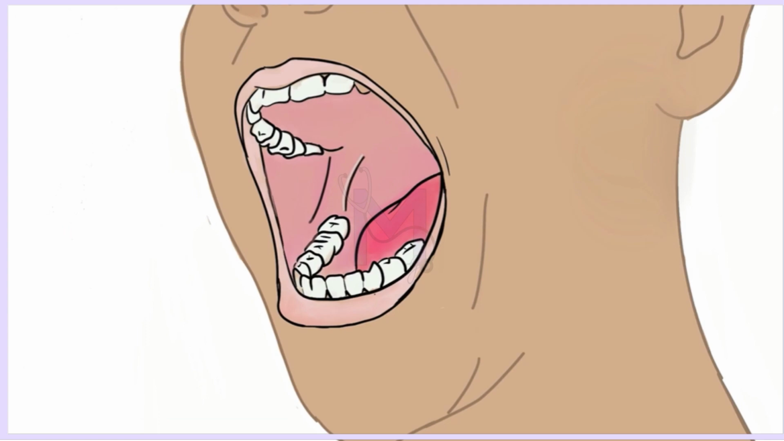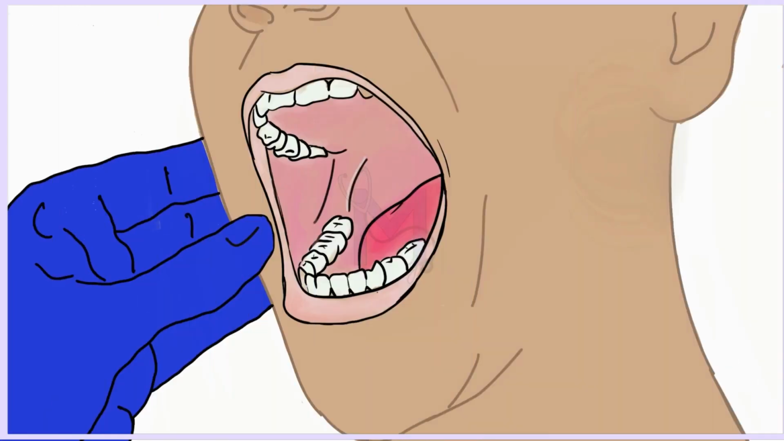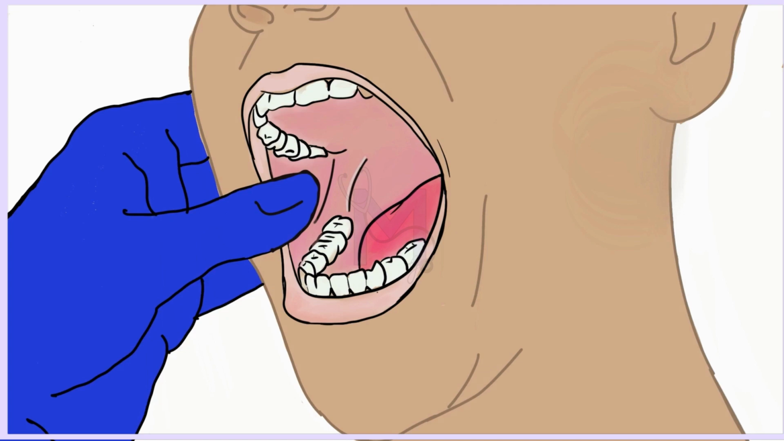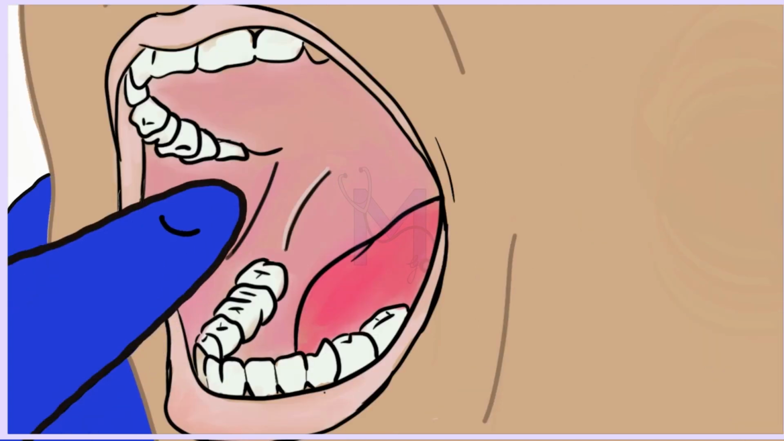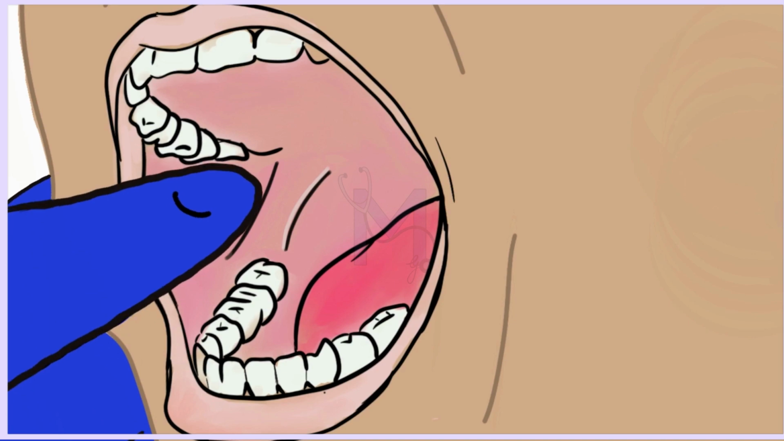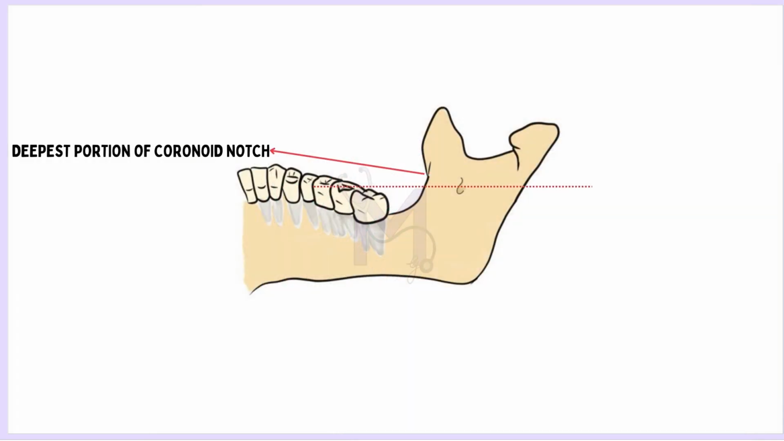In order to determine the appropriate height of injection, one must ask the patient to keep their mouth open as wide as possible and then place the index finger or the thumb on the anterior border of the ramus of the mandible and move it up and down until the greatest depth is felt. This is called the coronoid notch. The significance of the coronoid notch is that it is on the same level as that of the mandibular foramen.